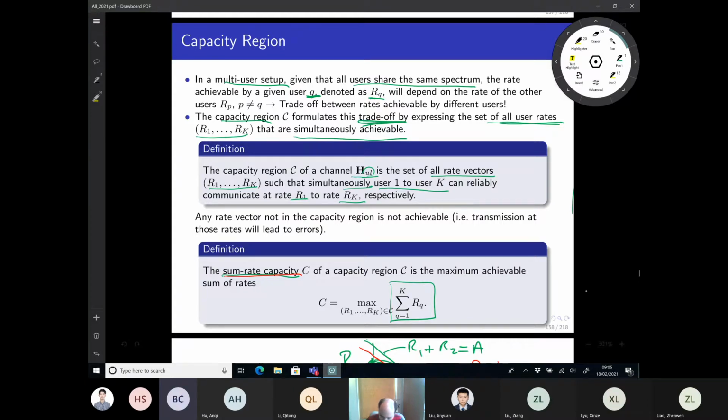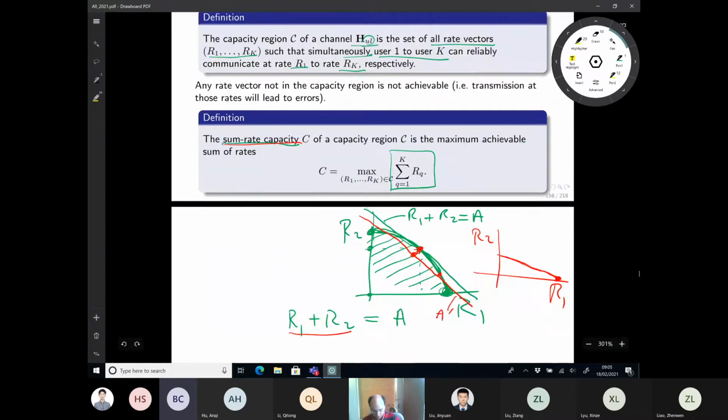And so this is what was characterized through, for instance, this example here, where we had the rate of user 1 and the rate of user 2, and the region was this area here in green, right? And the boundary of that region was that. And so as you evolve on the boundary of that region, you essentially either favor user 1 or user 2 or something in between.